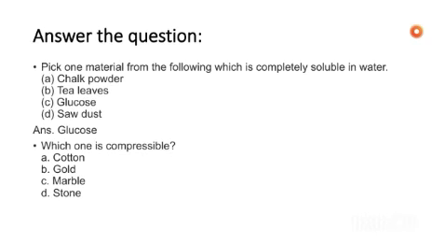Next question is, which one is compressible? Just now I told you, children, compressible is the property to be pressed. You can press the object. So the options are cotton, gold, marble and stone. Which among these are compressible? Come on, pick the correct answer that you have already studied. Yes, the answer is cotton. Why? Others are metals and due to their property of hardness, they cannot be compressed with our hands easily. So the answer is cotton, as it is soft and it can be compressed.